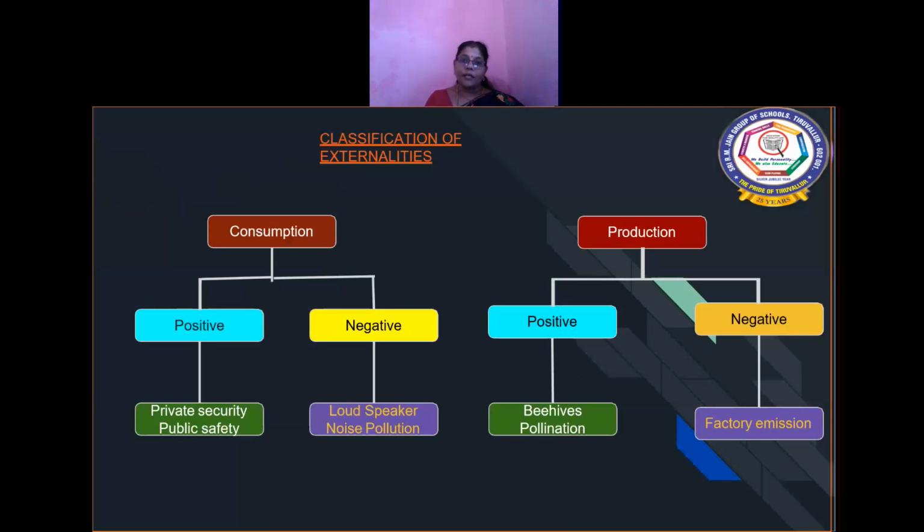Now in this flowchart we can see the classification of externalities. First, consumption we can divide into two, that is positive and negative. On the production side also we have positive as well as negative. Positive consumption externality means private security. Negative is the loudspeaker. In the same way, on the production side, beehive pollination indirectly helps in many ways. Factory emission is a production side negative externality. We will be discussing this in detail now.